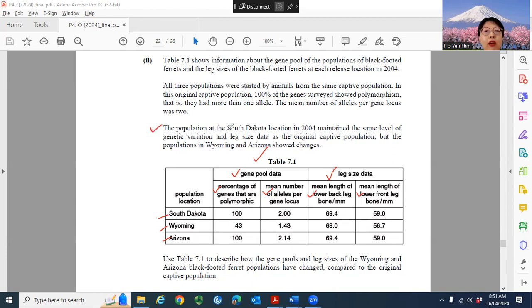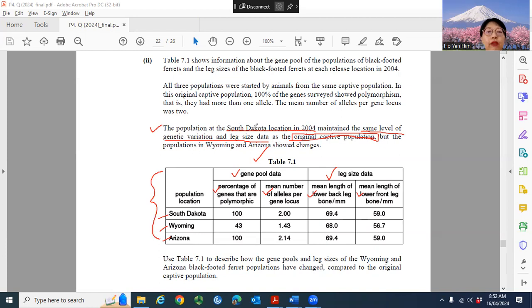The population at South Dakota in 2004 maintained the same level of genetic variation and leg size data as the original captive population. So all these 3 locations, right? The black-footed ferrets in all these 3 locations come from the same original captive population. And then from here, they are released to these 3 locations. Okay, so after release, in 2004, they obtained this data.